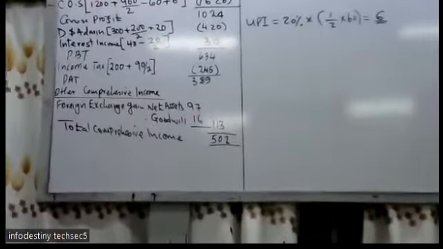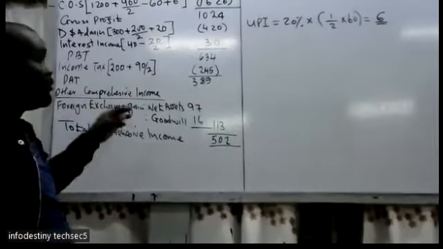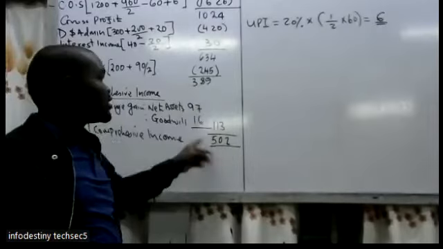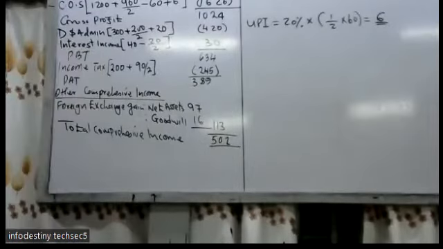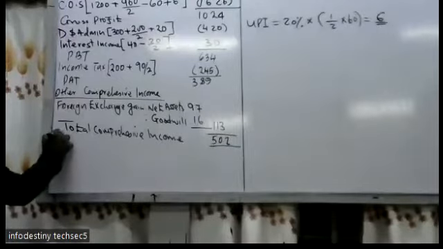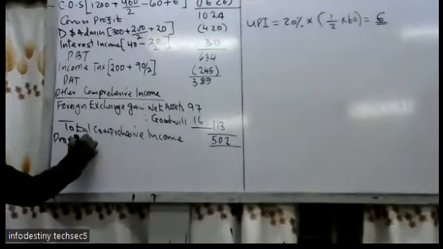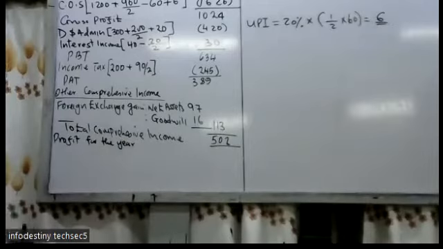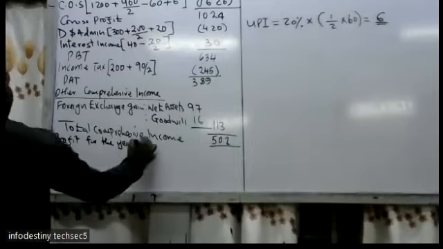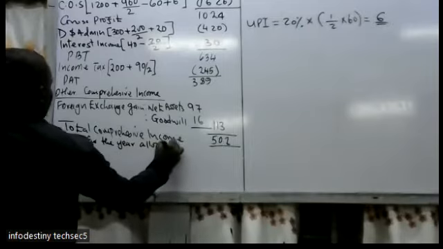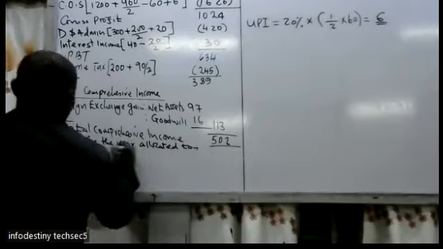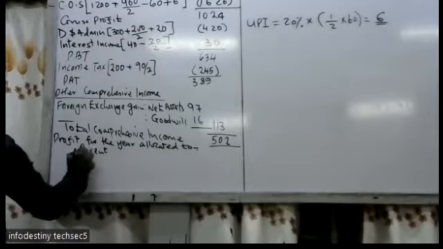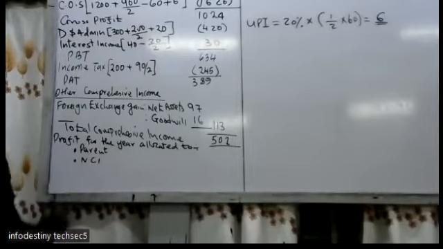Then you share, first of all, you share the profit for the year, this one. Then once you share for the year, you come and share the total comprehensive. So you come and say, profit for the year allocated to parent and NCI.